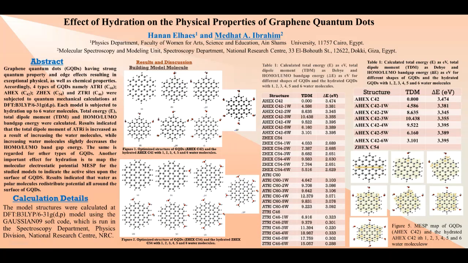Number 5, titled Effect of Hydration on the Physical Properties of Graphene Quantum Dots, presented by Medhat A. Ibrahim, Spectroscopy Department, National Research Center, Giza, Egypt. Graphene quantum dots have strong quantum properties and edge effects, resulting in exceptional physical as well as chemical properties. Accordingly, 4 types of graphene quantum dots, namely armchair triangle C60, armchair hexagonal C42, zigzag hexagonal C54, and zigzag triangle C46, were subjected to quantum mechanical calculations at DFT B3LYP/6-31G(d,p).